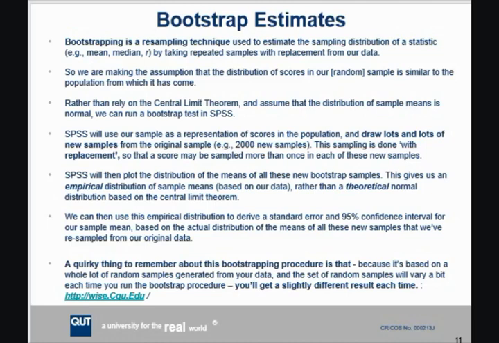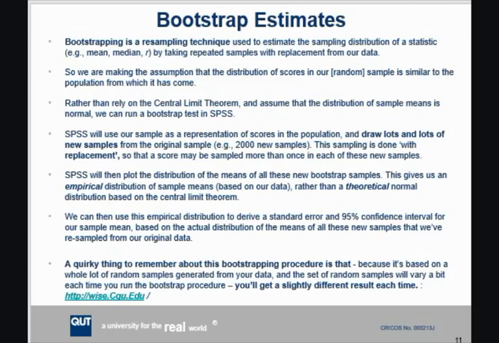What SPSS does is it uses our sample as a representation of the scores in the population and then draws lots and lots of new subsamples from that sample. This sampling is done with replacement. That means that a score that's been sampled once goes back into the pool and can be sampled again.